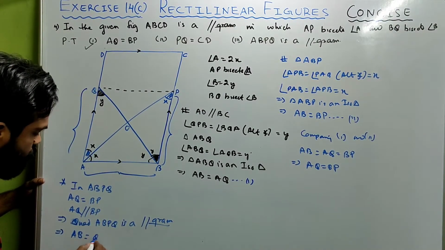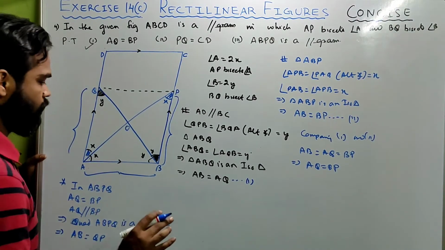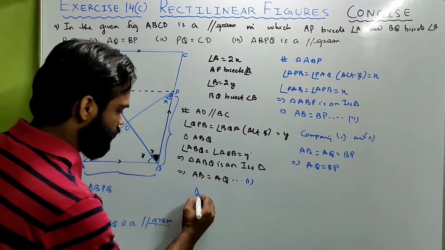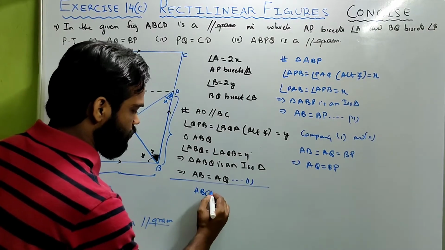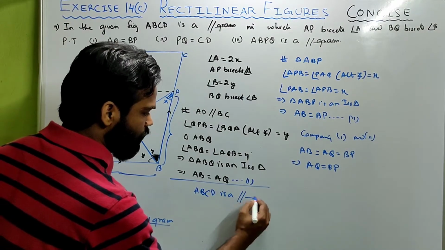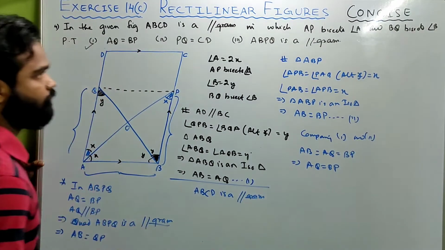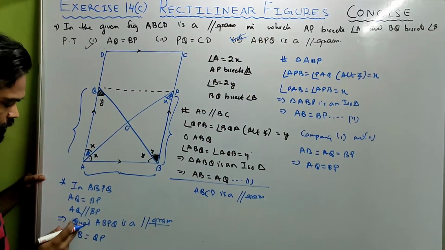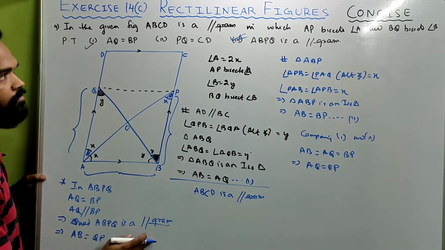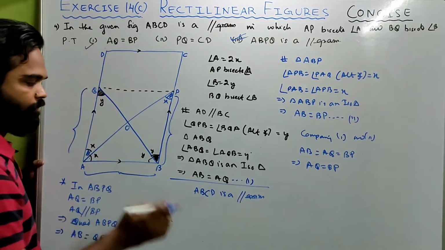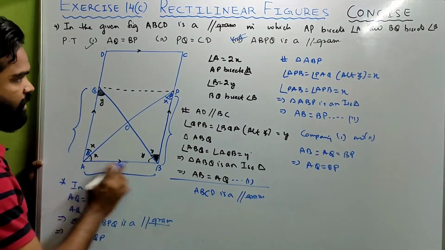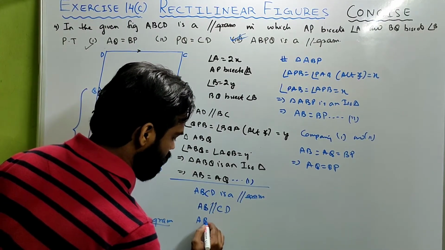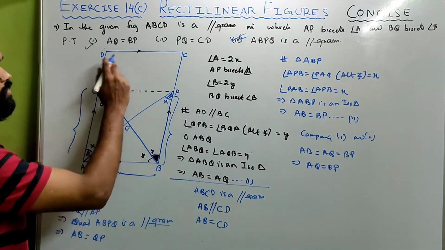AB equals QP. Now look, we know ABCD is a parallelogram. Okay, ABP, this is done. See, ABPQ is a parallelogram. The third part is done. We do the second part. ABCD is a parallelogram, which means AB is parallel to CD and AB is equal to CD.